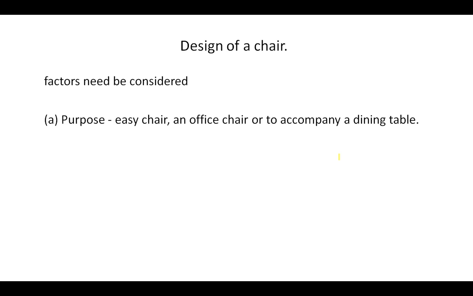Now consider an example. Suppose an engineer is tasked with design of a chair. Suppose you have been told to design a chair. So what consideration you are going to consider? So there are many factors that you have to consider. First factor is purpose. Why you are going to use this chair? Whether it is an easy chair to put in a home where you can rest, or it is an office chair or a chair along with the dining table. So purpose, this is the first consideration that you have to consider while designing a chair.